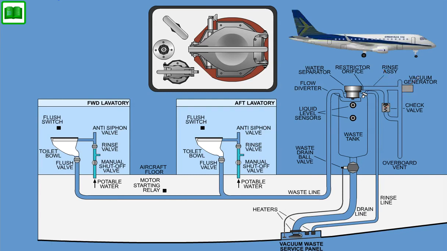On the service panel there is a secondary drain connection, a rinse nipple, a service panel switch, and a drain valve cable handle that connects to the primary ball drain valve located at the outlet of the waste holding tank.